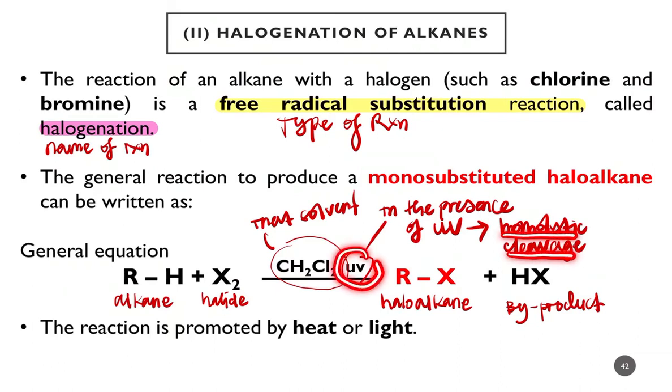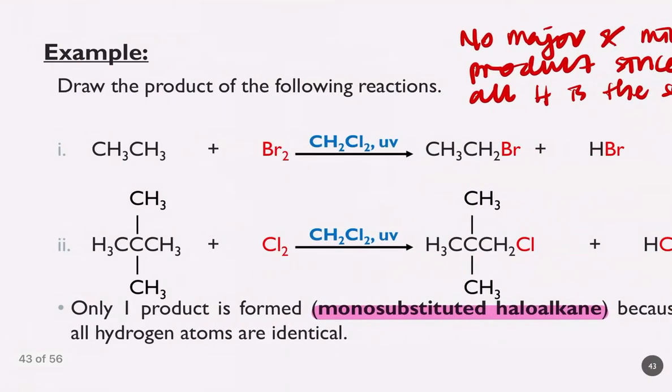So UV will supply energy, okay, in order for homolytic cleavage to occur lah. Okay, alright. So that is halogenation of alkenes.